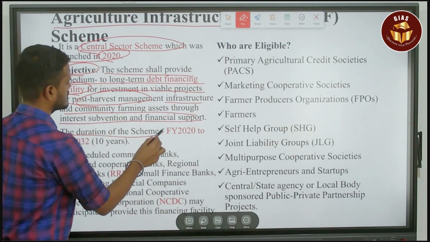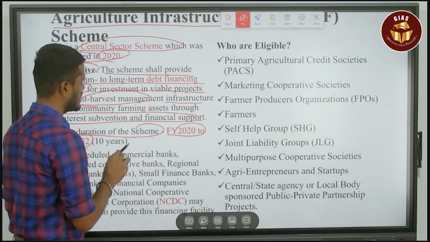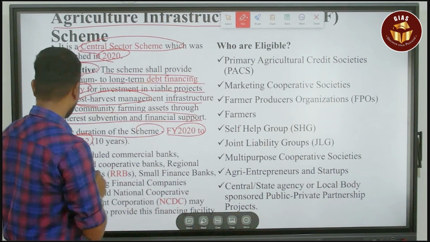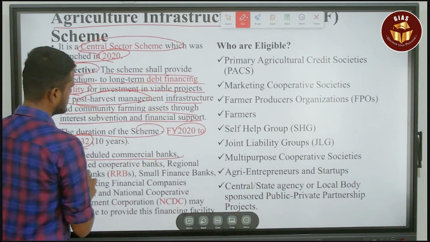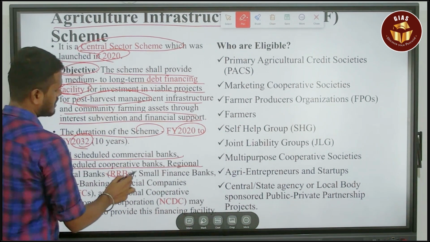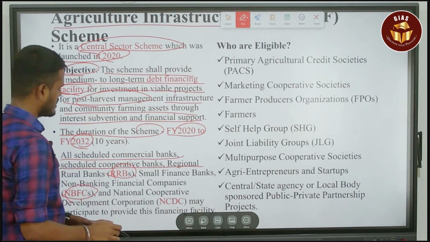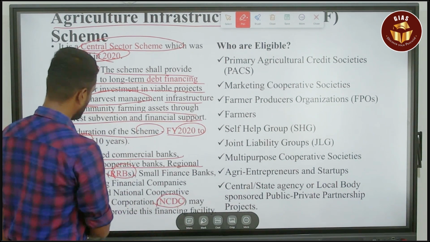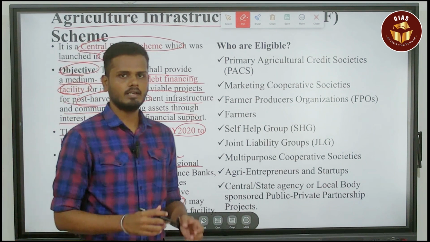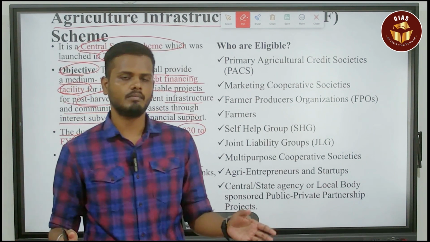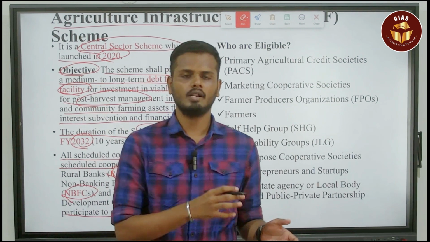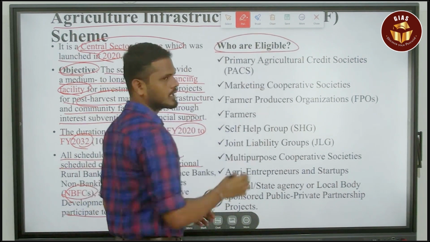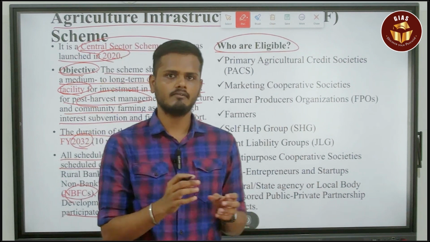The duration of the scheme is 2022-2032, almost 10 years. All scheduled commercial banks, scheduled cooperative banks, RRBs, non-banking financial companies, and the National Cooperative Development Corporation can participate in providing financial support to the farmers as well as other financial organizations. And who is eligible to get the debt from the Agriculture Infrastructure Fund scheme?